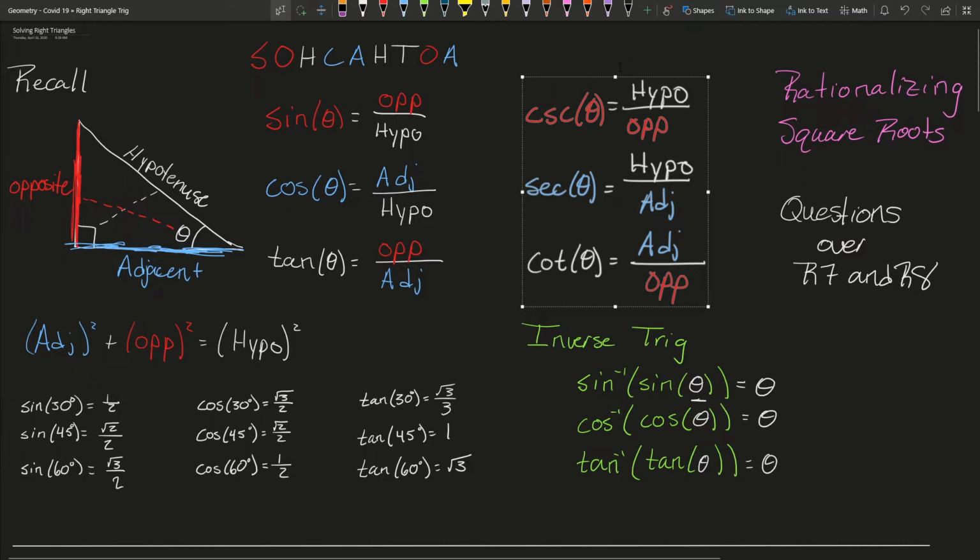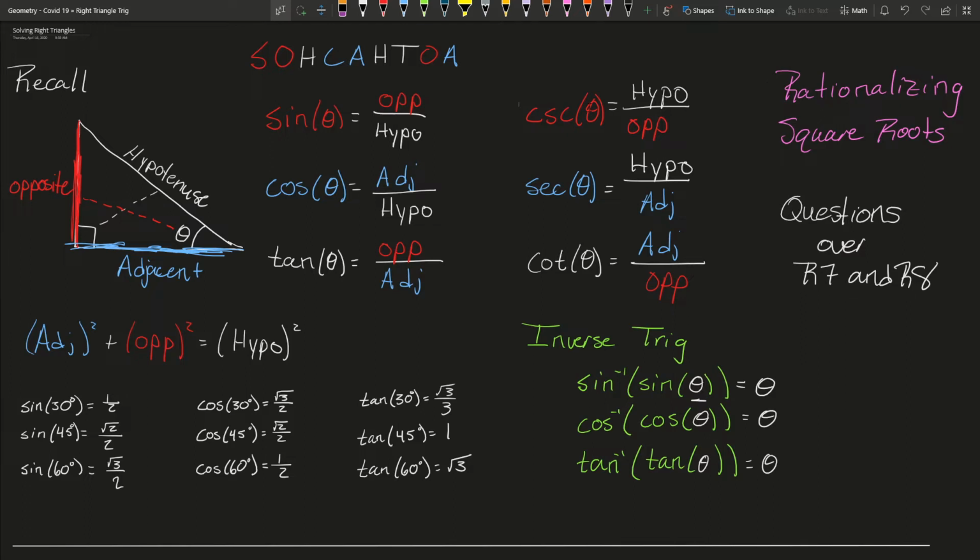It's exactly what it says in the name. They're reciprocals of the trig functions that we've already known. So cosecant is just the reciprocal of sine. The cosecant relationship with theta, that's hypotenuse over opposite. The secant relationship with theta, that's hypotenuse over adjacent. And then the cotangent relationship with theta, that's adjacent over opposite.